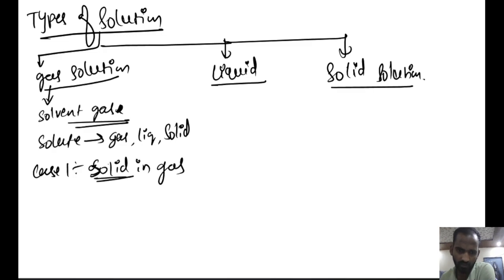It means that solid is a solute here, and gas is a solvent. Any example for this one? Solid should be in less amount and solvent should be in more amount. For example, after burning charcoal, we get unburned carbon particles. Unburned carbon particles will be present in the solvent, that is gas.